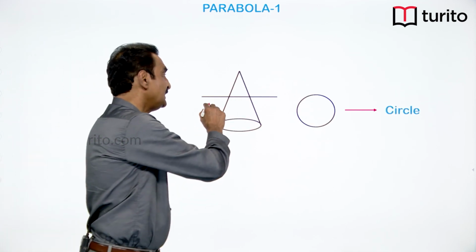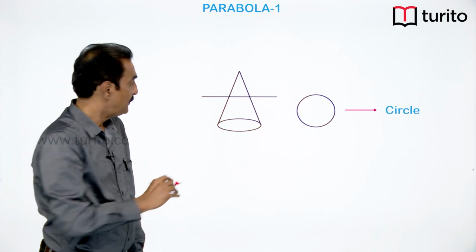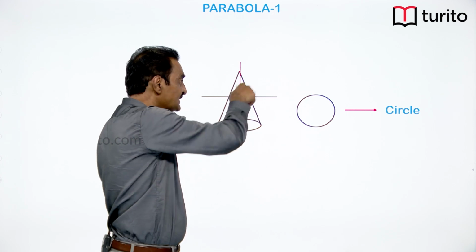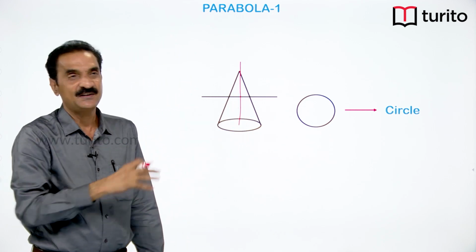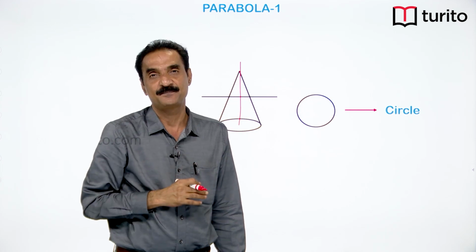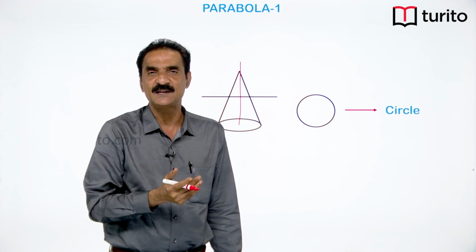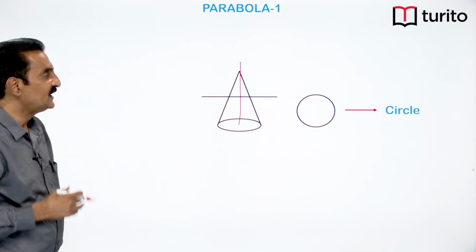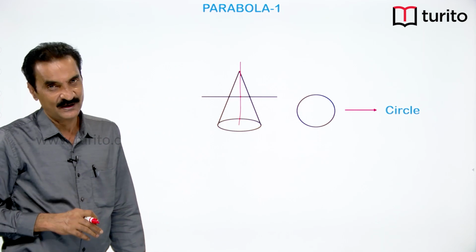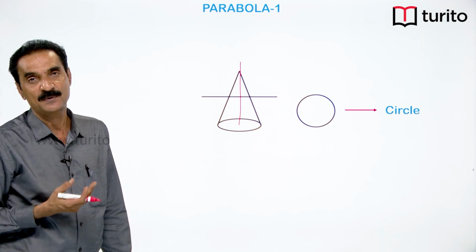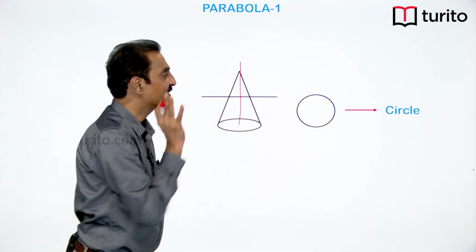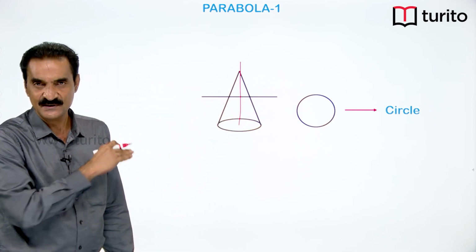Next, if you cut the cone parallel to the base or perpendicular to the axis, then the cross section is a circle. You can assume that the circle is a special case of an ellipse. So the circle is also a conic section, but usually we do not include it in conics. Only parabola, ellipse and hyperbola are called conic sections, but strictly speaking, a circle is also a conic section because it is obtained from the cone.